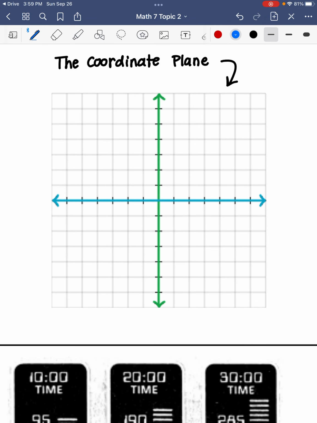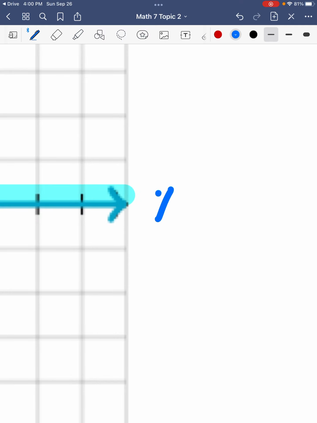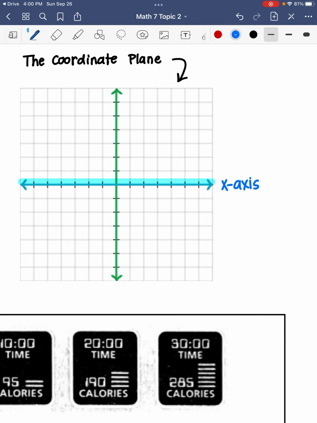So this right here is called the coordinate plane, and there's some vocab that I want to go over real fast in regards to the coordinate plane. So first of all, there are two axes on the coordinate plane, two major lines. This first one that runs horizontally, or from side to side, is called the x-axis. And it runs from side to side, from left to right.